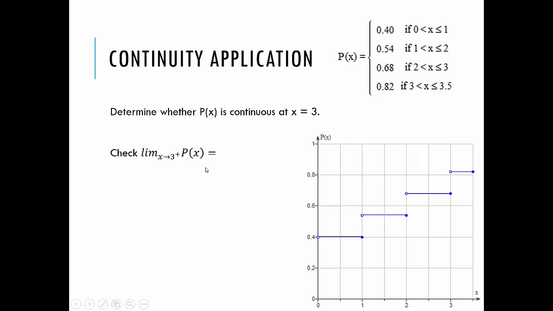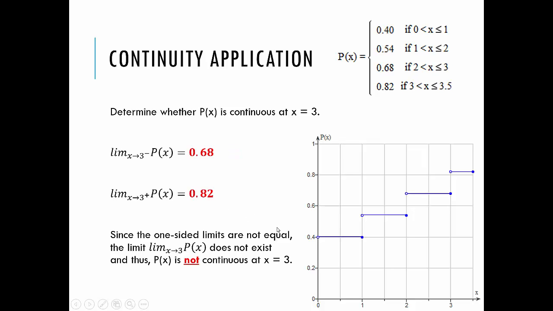Well, if I check my limit from the right side, I can see that I'm approaching 0.82, but if I check the limit from the left side, I'm approaching a different value at 3. So that's the only difference here, is the value that I'm approaching is different. So since the left-hand limit does not equal the right-hand limit, it's not continuous at x equals 3.